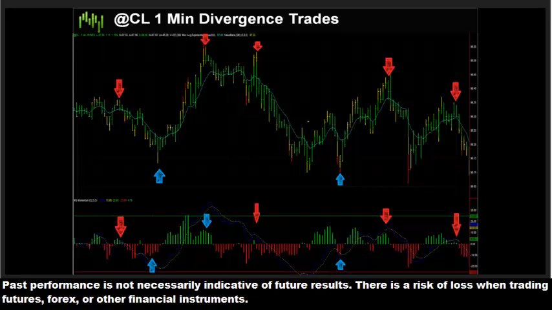The next example, this is just an example of how many trades you can get in a time frame. And all these arrows are buy and sell signals, and they're all divergences, and I'll explain why each one is a buy or a sell. This first one, you have a down arrow, so you have a sell signal here.